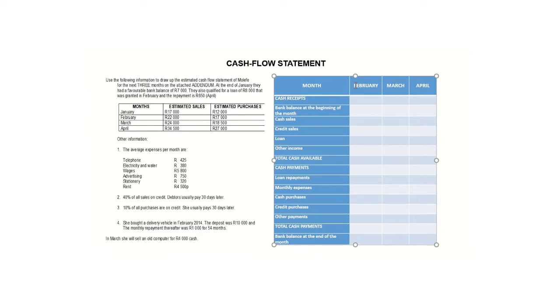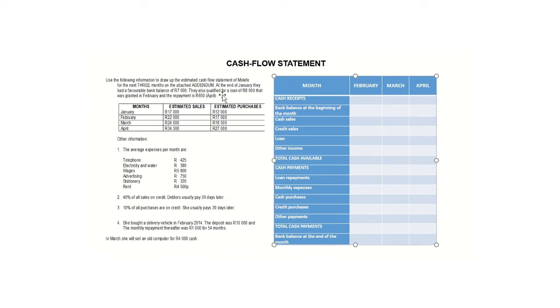Let us look at our addendum. You are given February, March, April, which is the 3 months. You are doing this at the end of January. At the end of January, they have a favorable bank balance of 7,000. So if we had 7,000 when we closed at the end of January, it means when we open our account in February, we're going to have 7,000.